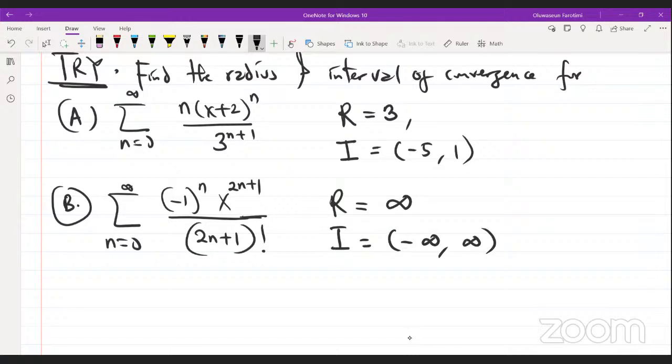Okay, so I'd like you guys to work on this one. Try your hands on them. I already gave their answers. See if you get them.